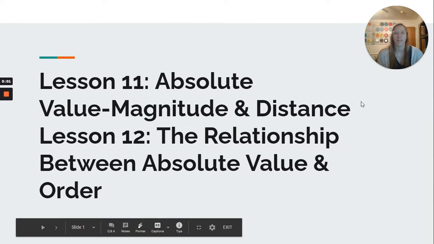Okay, sixth graders, lessons 11 and 12 for math. So lesson 11 is absolute value, magnitude, and distance. And then lesson 12 is the relationship between absolute value and order.